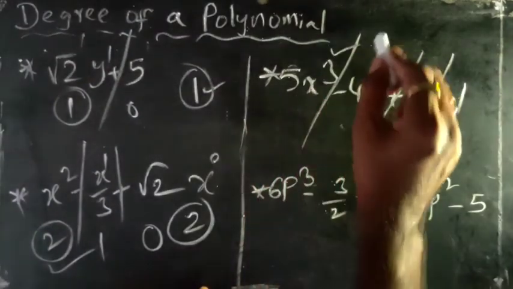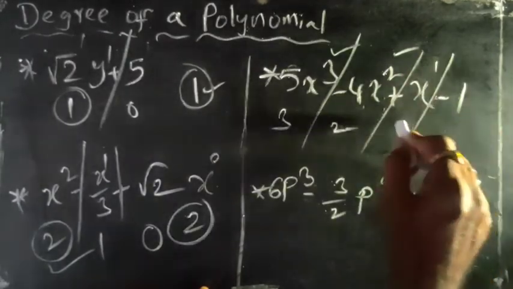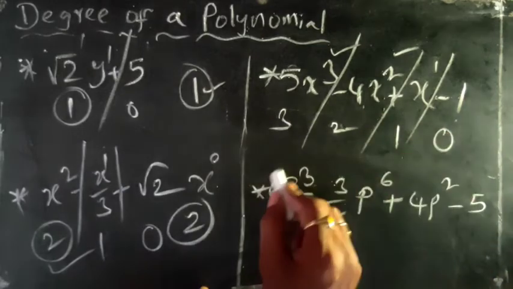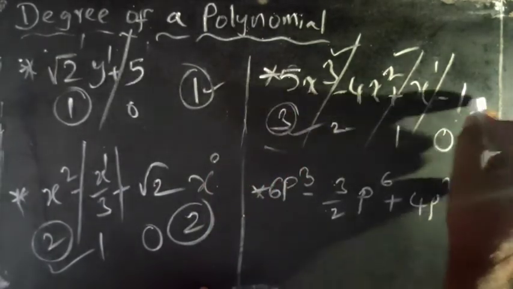Now third example, see, find out the degree of each term. Here the degree is 3. The degree of this term is 2. The degree of x is 1. The degree of the constant is 0. So among these, which is the greater one? 3. So the degree of this polynomial is 3.